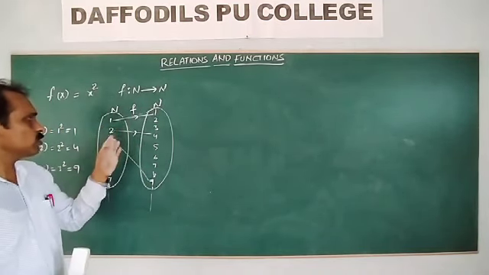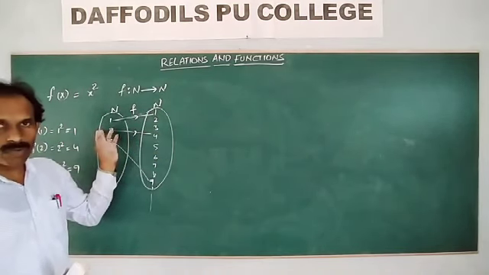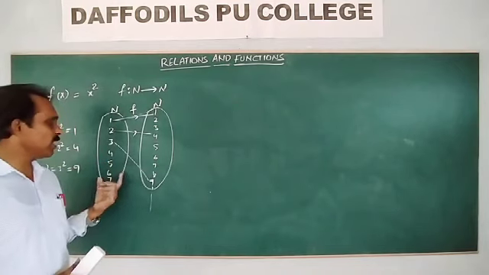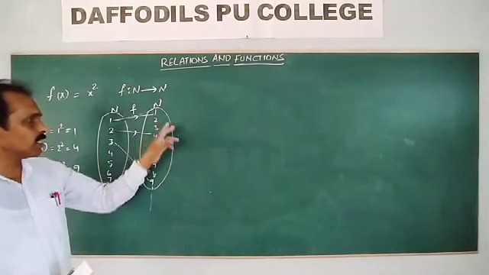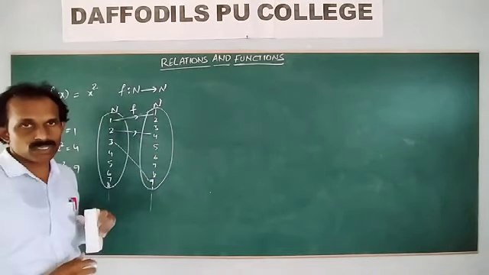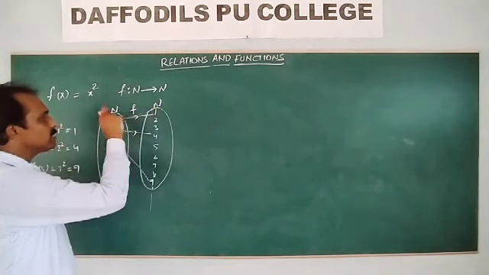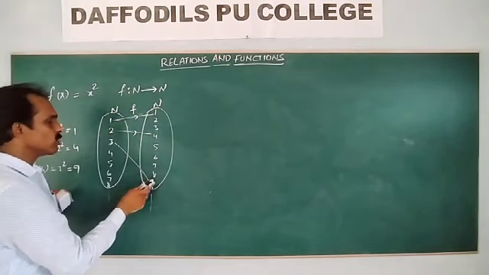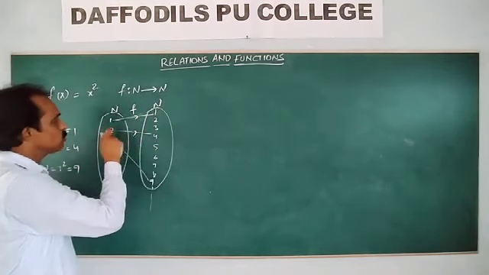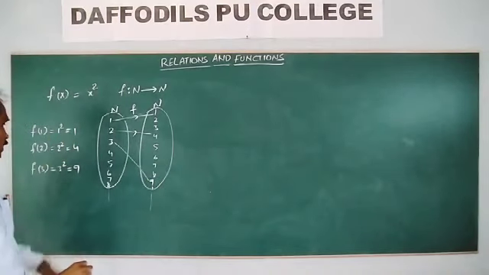What are 1, 2, 3? 1 is the pre-image of 1, 2 is the pre-image of 4, 3 is the pre-image of 9. These are the domain, and the codomain elements, and 1, 4, 9 are the range. Clear? Understand? And also 1 is the image of 1, 4 is the image of 2, 9 is the image of 3. And in reverse, 1 is the pre-image of 1, 2 is the pre-image of 4, 3 is the pre-image of 9.